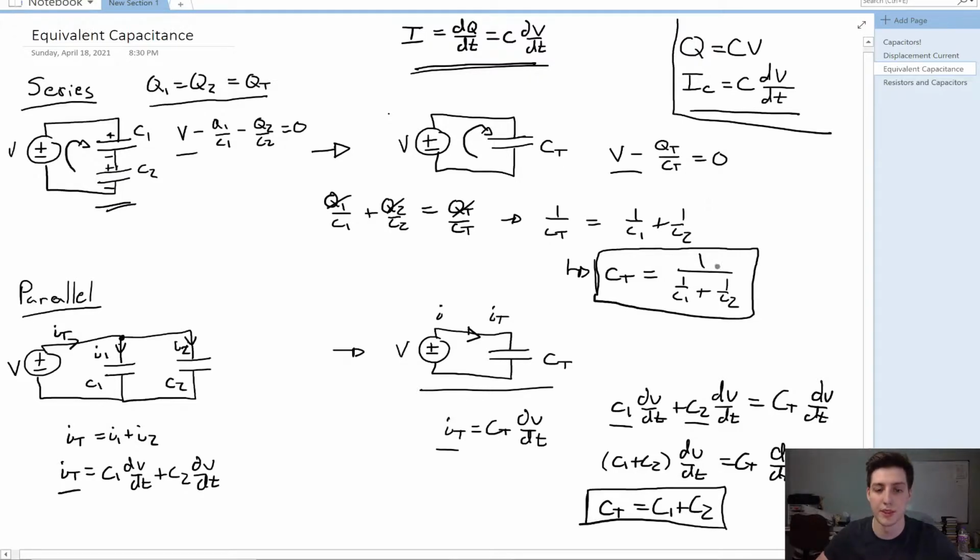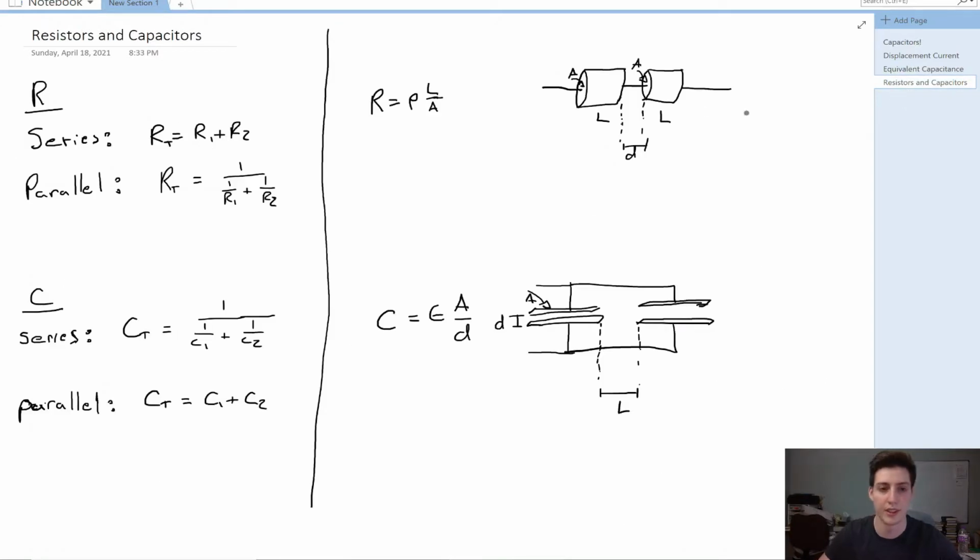And this is similar to what we did with resistors. If we look at how we did equivalent resistance, when we had series resistors, the total resistance was just the sum of the resistors. When we have parallel resistors, we had this equation. Inversely, when we have capacitors in series, we arrive at a similar equation to resistors in parallel. And when we have capacitors in parallel, we just add them together like we do with resistors in series.